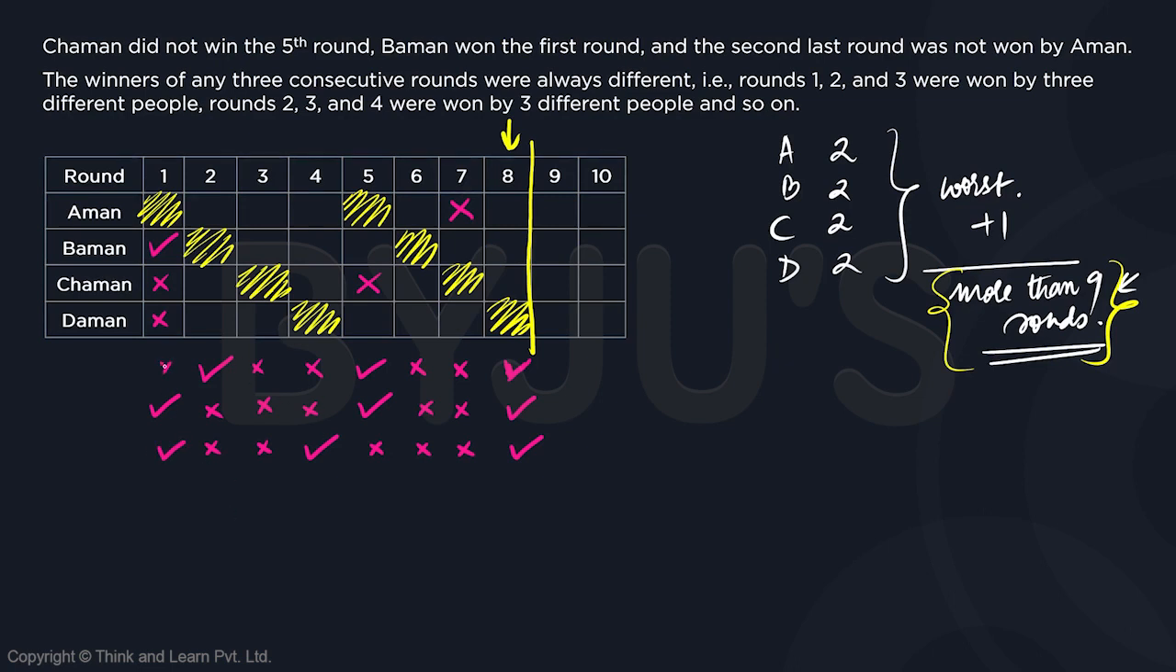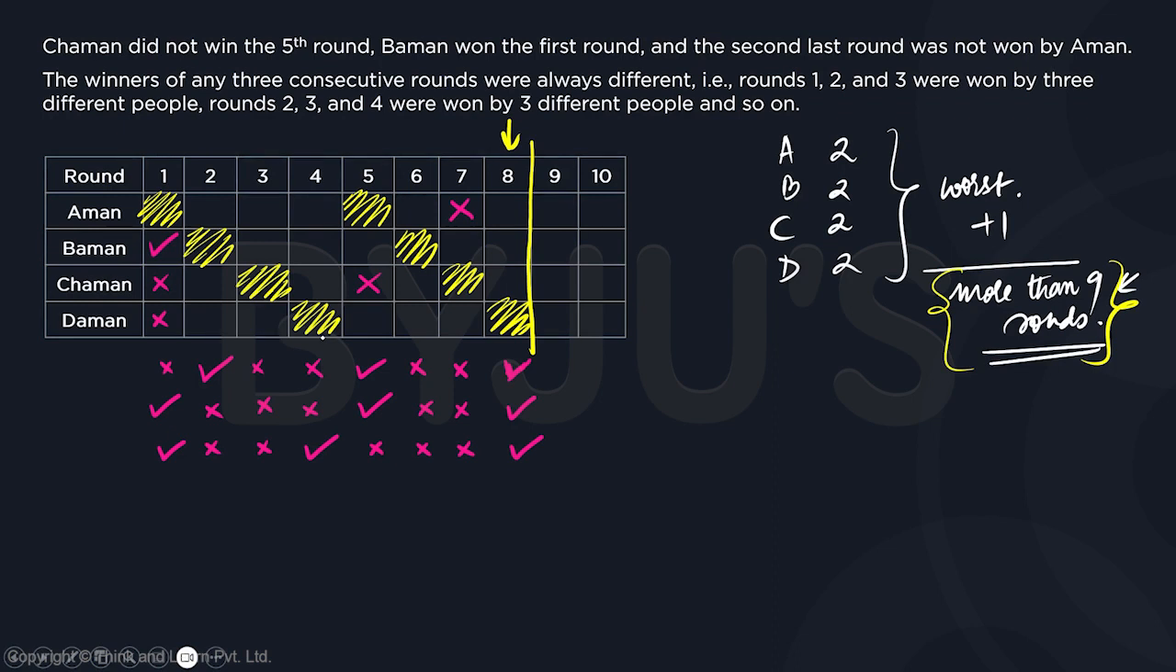In each of the 3 cases, what we realize is the tick, once it is formed, it's not seen for the next 2 rounds, such that 3 different people get a chance to win that particular round.